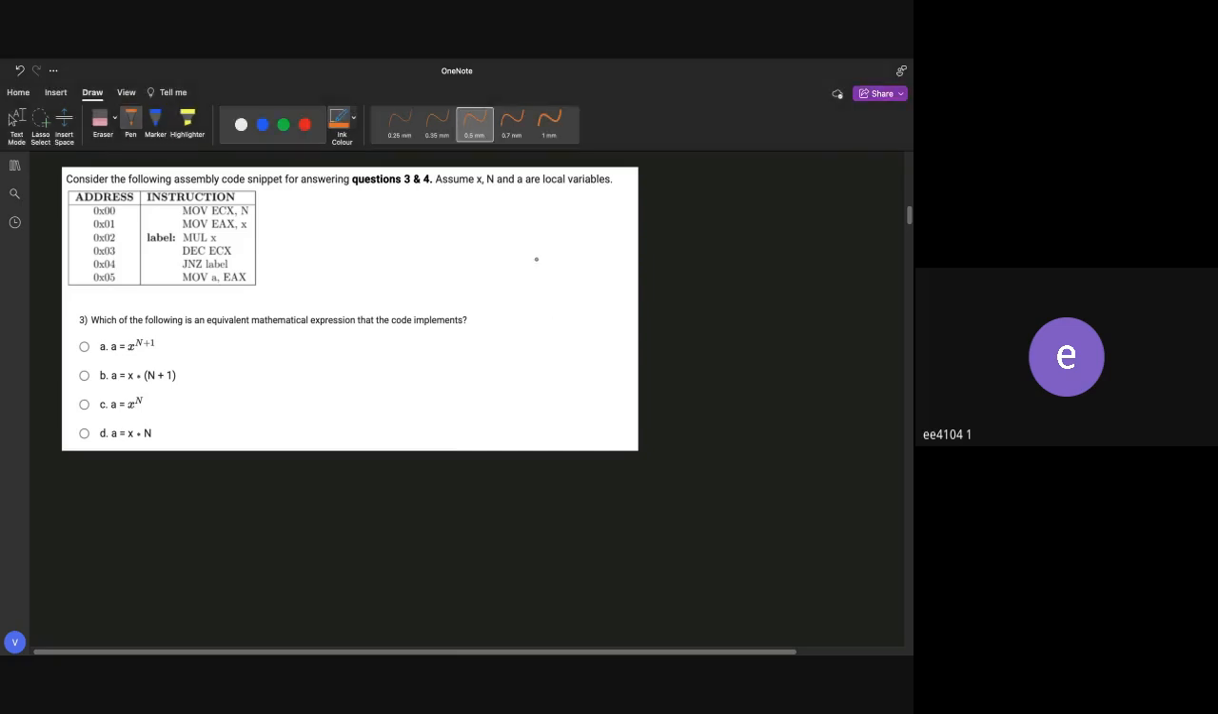Okay, let's try to solve this. So we're going one by one through the instructions. The first instruction is move ECX, n. So it will move n to ECX. So ECX is equal to capital N. Now we have move EAX, x. So it will move x to EAX. Now this is a label, so we can ignore it for now. Now this is multiply x. So it will multiply into EAX, right?